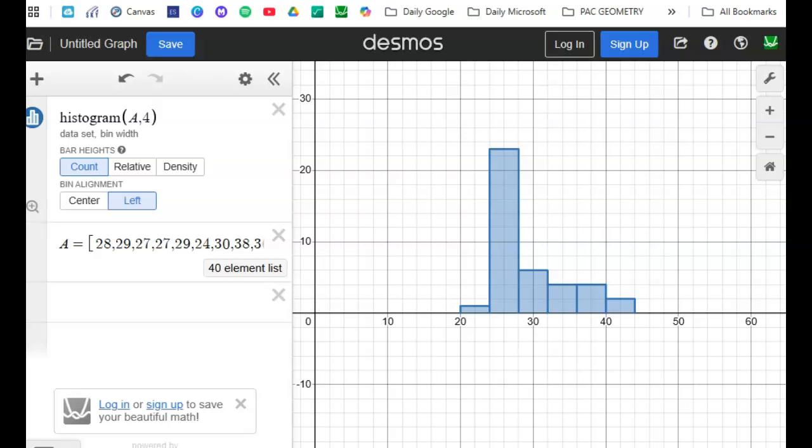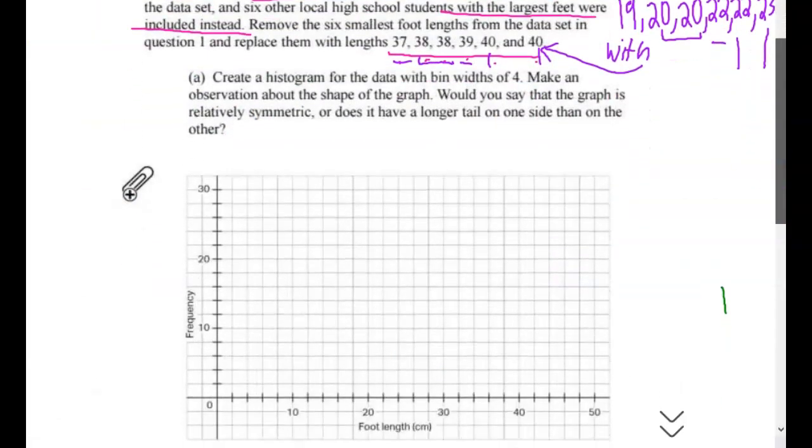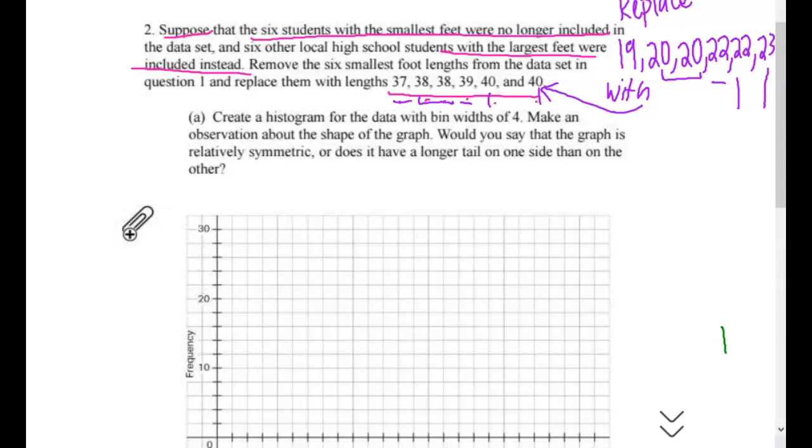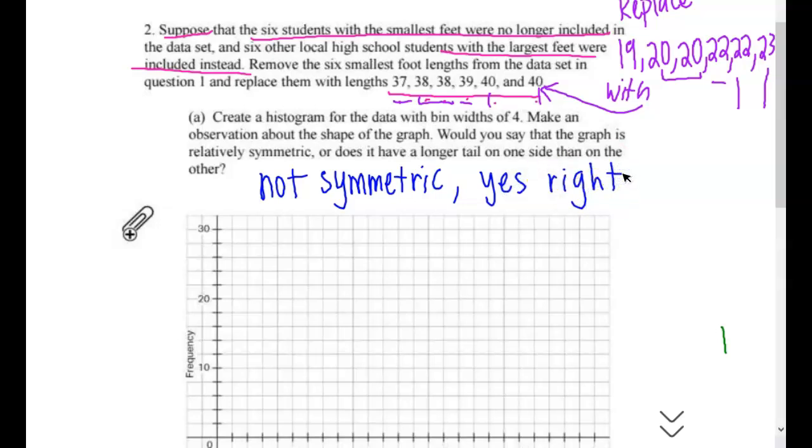Okay? And so we're going to draw this sketch on our... Actually, let's answer that here first. Is it symmetric? No, not symmetric. Not this one. Okay? And does it have a longer tail on one side than on the other? Yes. This is actually a right skewed histogram. Okay. So if you didn't know the word skew, now you know how we use it in statistics. Okay. And we're going to keep looking at that.